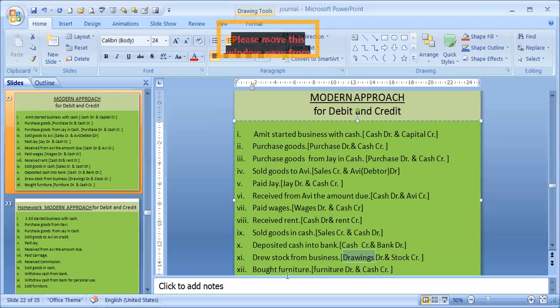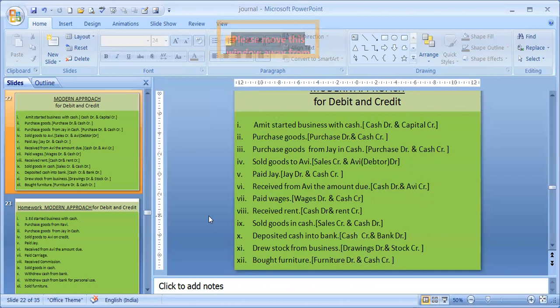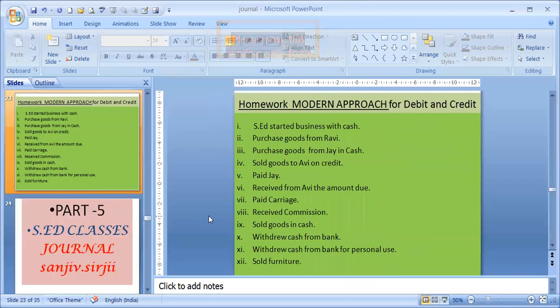Bought furniture. Furniture is an asset, and when asset is increasing in the business, we have debit. Asset being a debit balance, further increasing, debit. And cash is reducing from the business. Cash is going out, cash is reducing. Cash is an asset which has a debit balance. To reduce it, we have to credit it. Now this was the thing. You have this homework, students. Homework: you will be just doing this debit and credit and the accounts involved in this one.